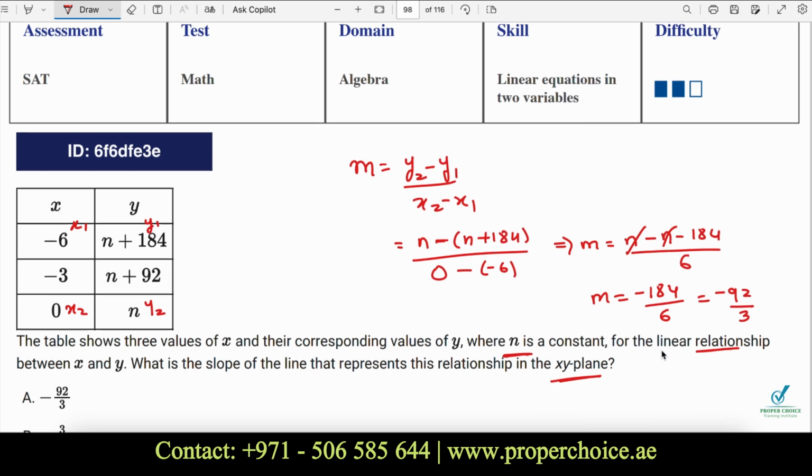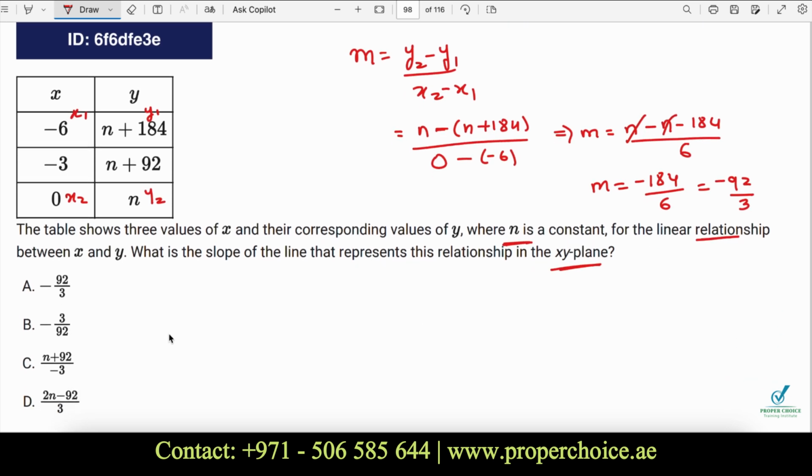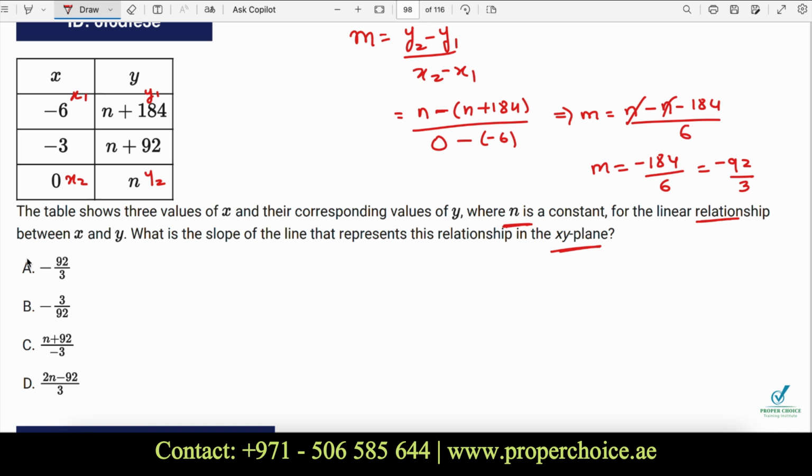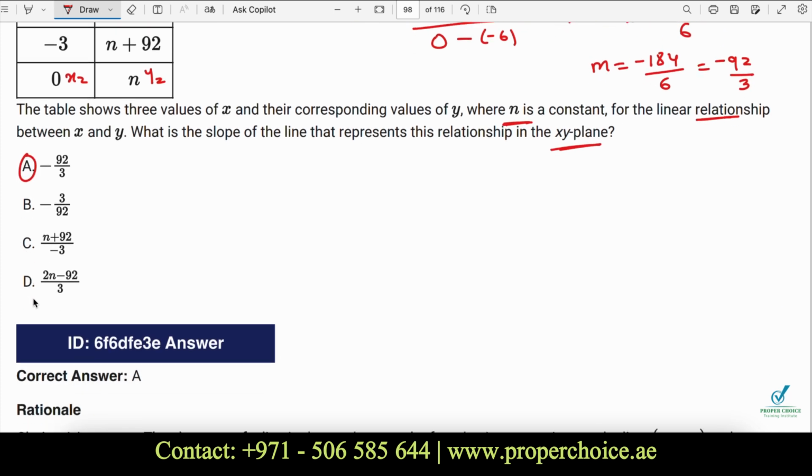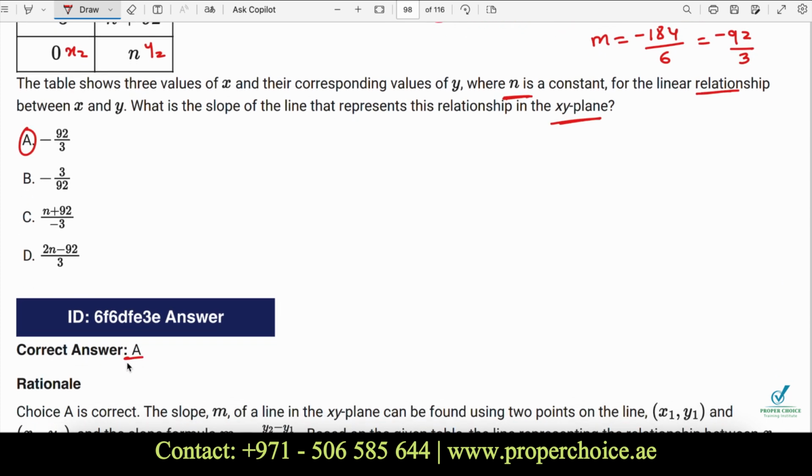Now which is the option matching with this? Minus 92 by 3 is option A. I am simply applying the definition. Yes, you can also see A is the right choice.